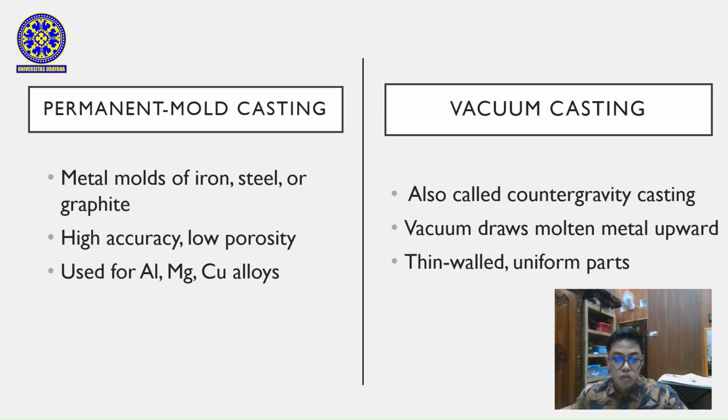In vacuum or counter-gravity casting, molten metal is drawn upward into the mold using vacuum pressure. This technique minimizes gas porosity and produces thin-walled, uniform parts. It's ideal for high-quality components like turbine blades and aerospace parts that require flawless internal structures.